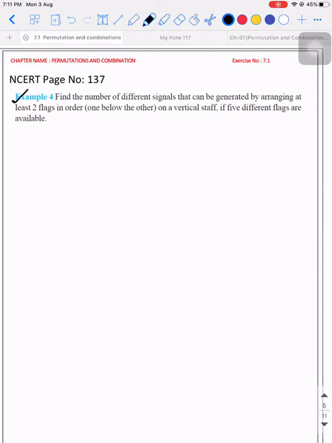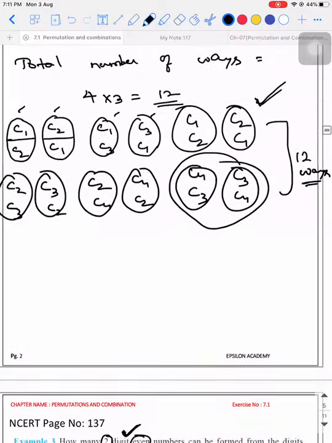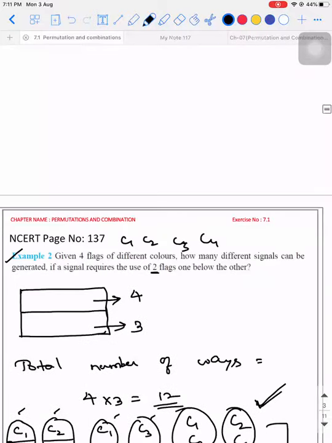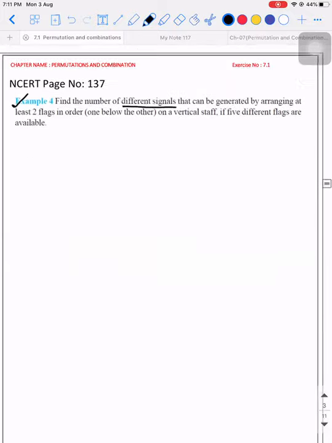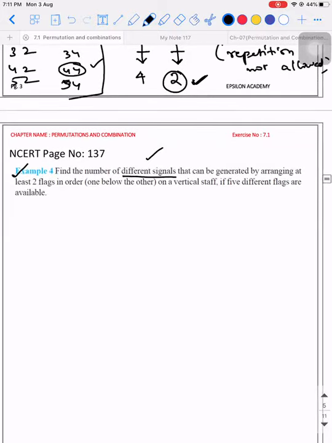So you have 5 different colors in your hand. So this is a good question. Mark it as important. So what are they asking you to frame? You need to frame different signals. They didn't tell you how many different signals. See, the difference between this question and the earlier one is, in that they told you need 2 flags, one below the other. Whereas in this question they are saying, you need to create different signals that can be generated by doing what?